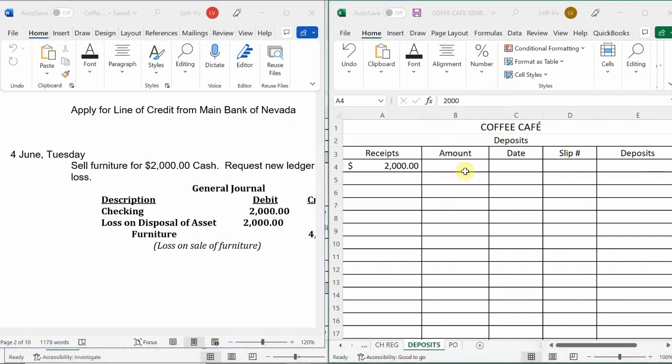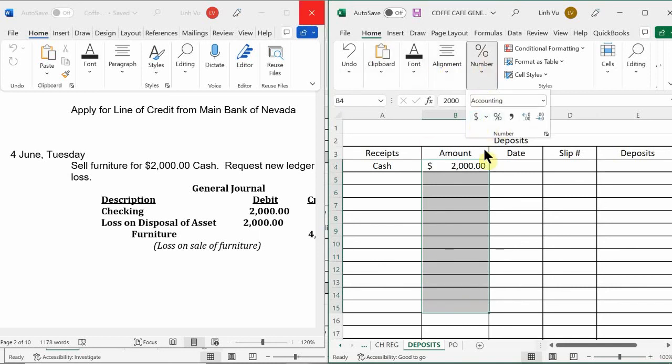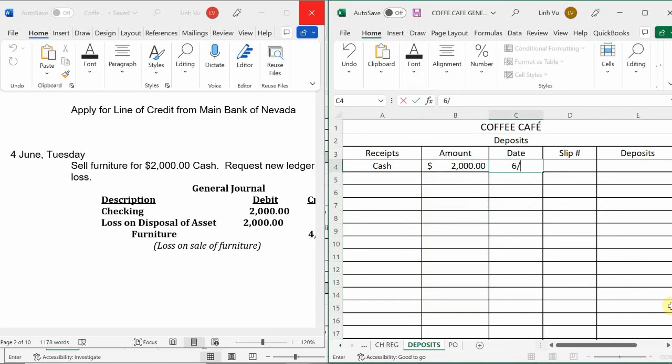I put the wrong column in the wrong column. Okay, so in this case, receipt, right? You could put in whatever note you want to put in here. In this case, we had sale on furniture, or you could say cash. Amount: $2,000. What's today's date? Today's the 4th, right? It's the end of the day, and we're going to deposit this.